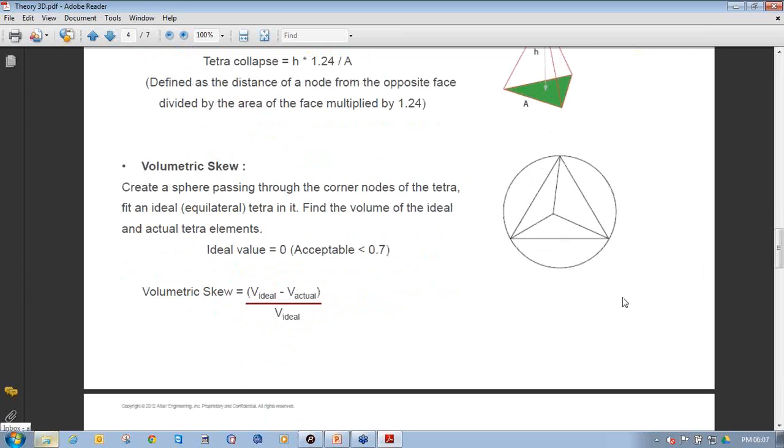Then we also check for volumetric skew. If we create a sphere passing through the corner nodes of a tetra, then it should fit an ideal equilateral tetra in it. Then we find the volume of ideal and actual tetra element. So in this way we find the volumetric skew. Ideally the value should be 0, but acceptable range should be less than 0.7. So software calculates volumetric skew as ideal volume minus actual volume divided by ideal volume.